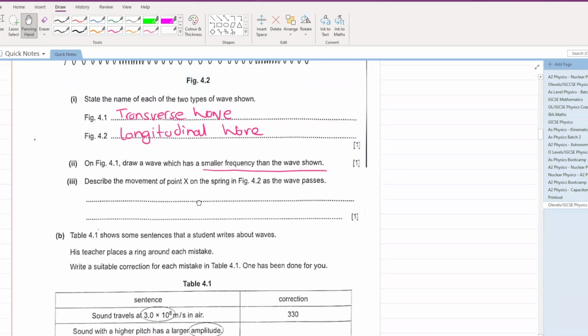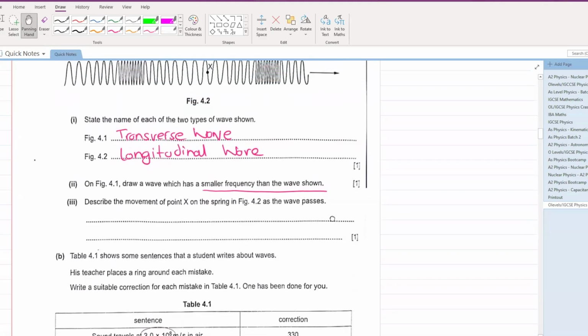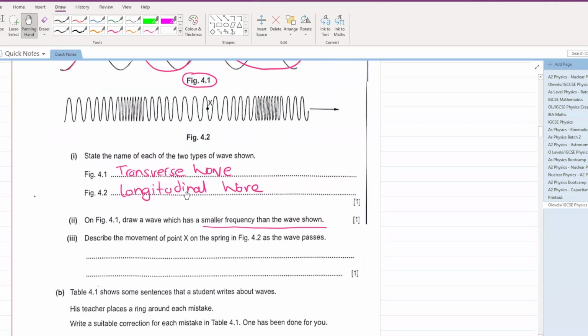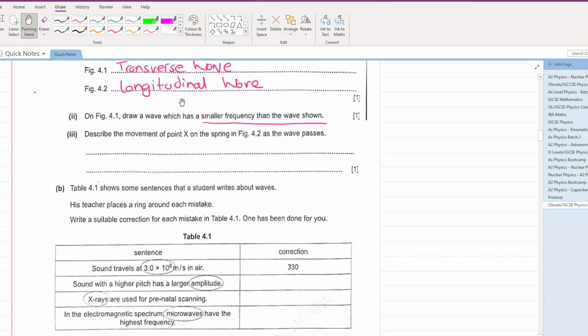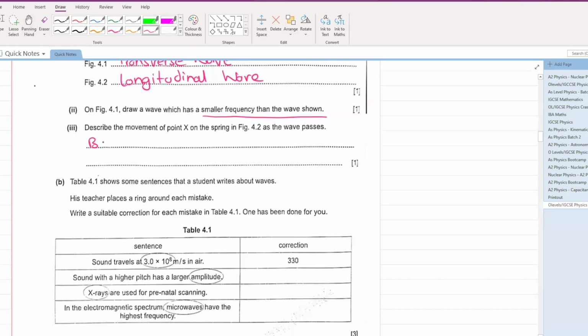Describe the movement of point X on the spring in figure 4.2 as the wave passes. How will point X move? Backwards and forwards, parallel to the direction of wave travel. Let's further move ahead.